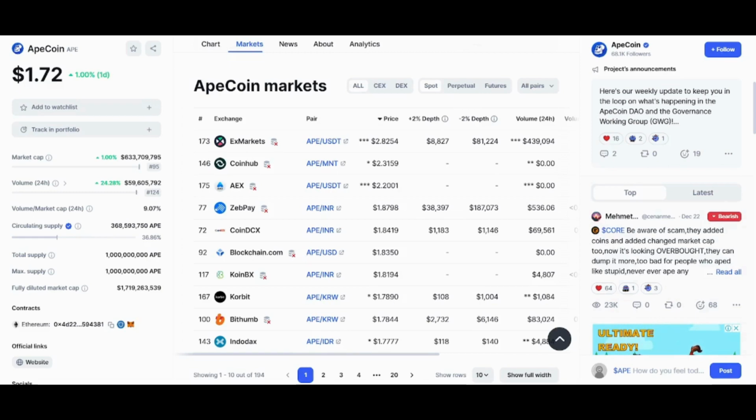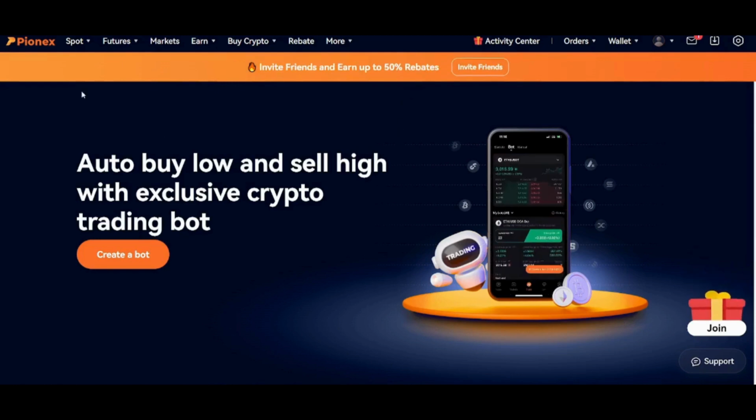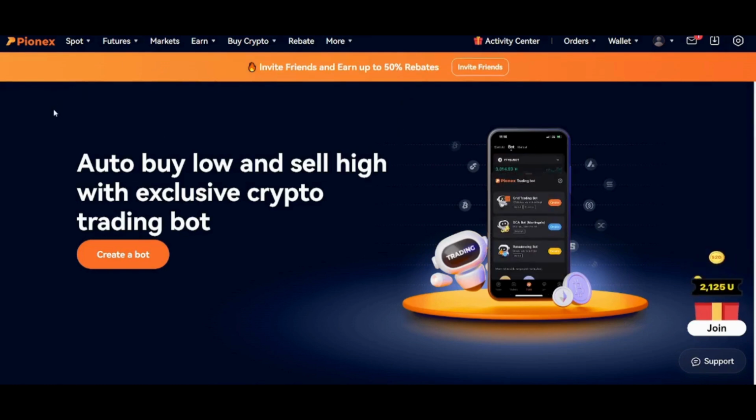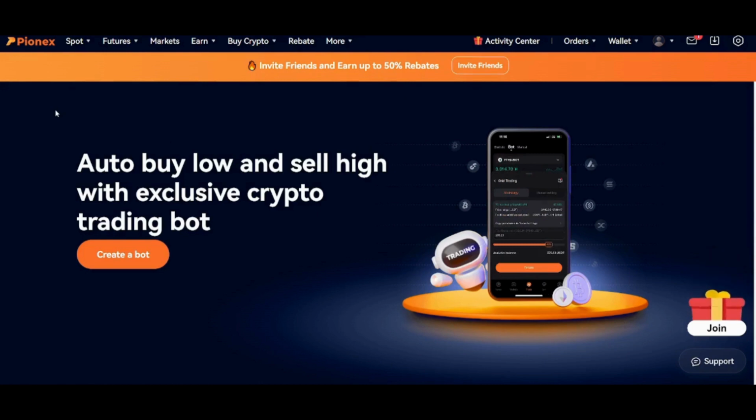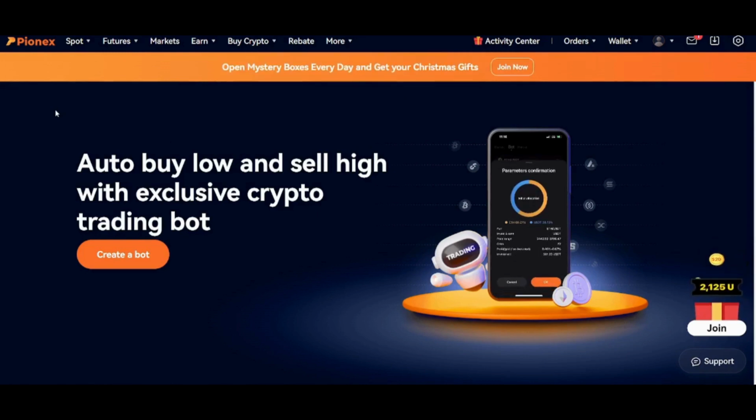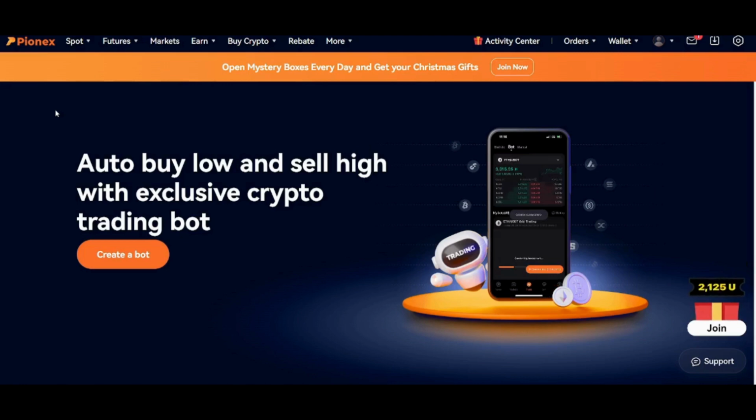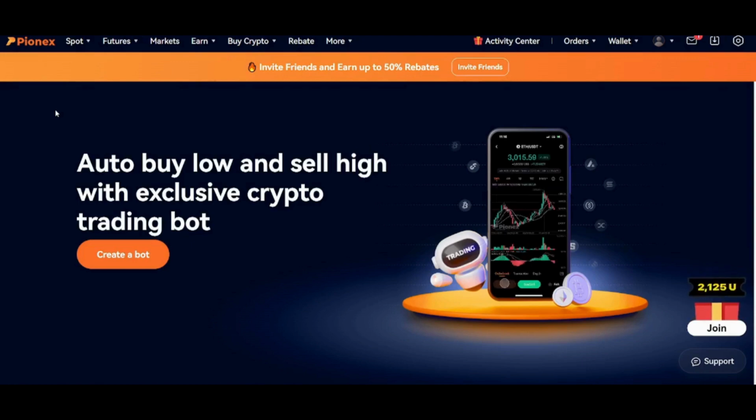So you will need, of course, to use bots. One of these bots that I really recommend using is Pionex. This is actually for free. It contains some plans. However, you've got this free plan that you can use, and it's actually amazing when it comes to buying and selling cryptocurrency in real time.